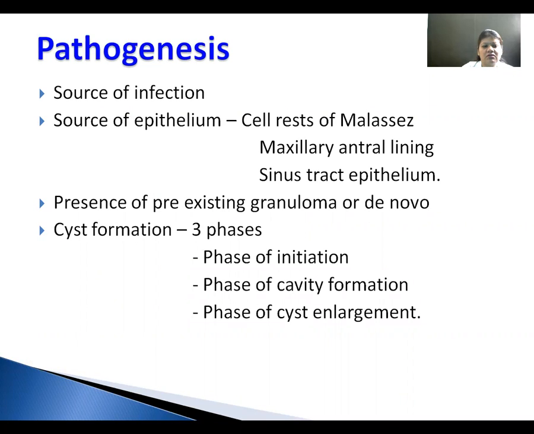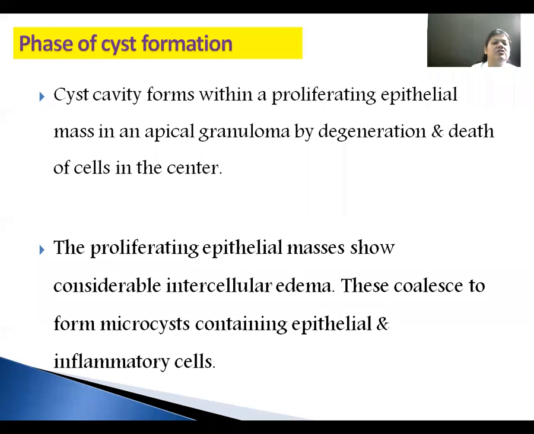Source of infection. Sources of epithelium are the rests of Malassez, maxillary antral lining, and sinus tract epithelium, presence of a pre-existing granuloma or de novo. Cyst formation has three phases: phase of initiation, phase of cavity formation, and phase of cyst enlargement. Phase of formation: the cyst cavity forms within a proliferating epithelial mass in an apical granuloma, with degeneration and death of cells in the center.